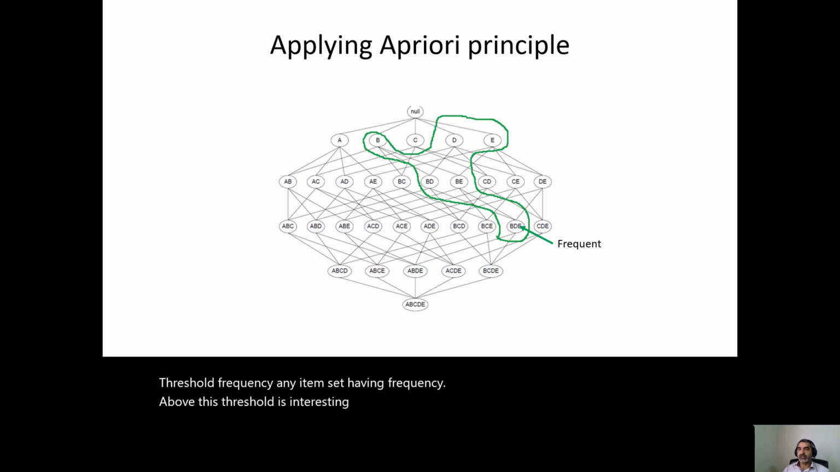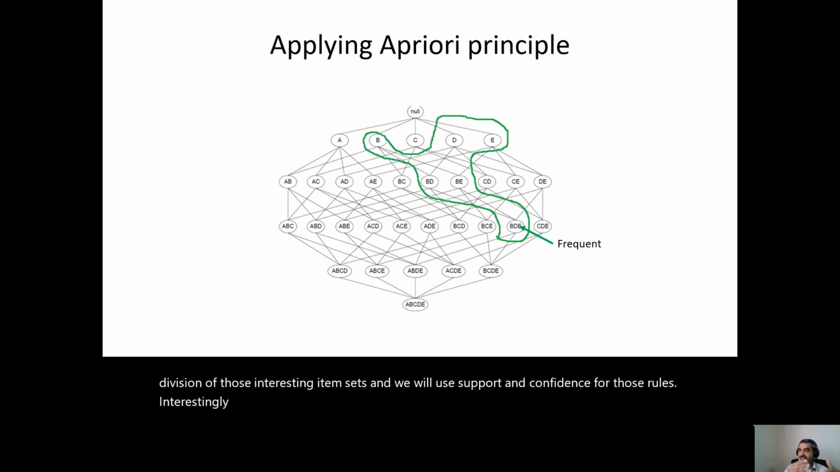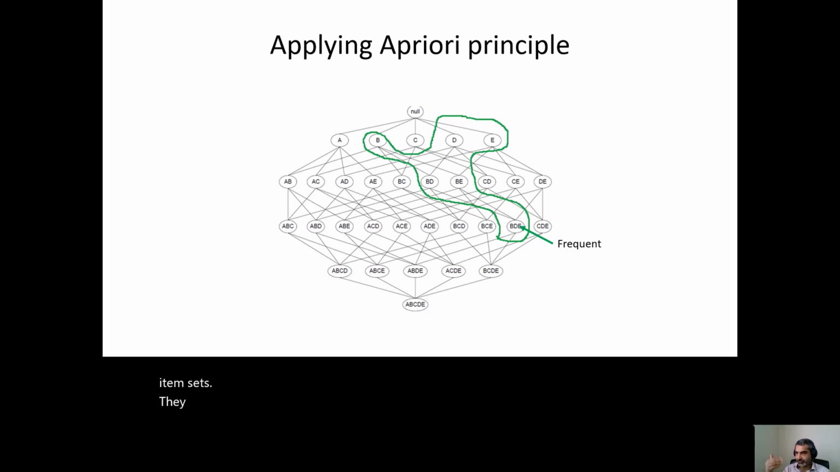In step 2, we will generate association rules by binary division of those interesting item sets, and we will use support and confidence for those rules. Interestingly, both support and confidence, and the frequency that we are using to filter out item sets, are arbitrary numbers. So frequency can be 2 or 3, and support can be 0.5 or 0.6.